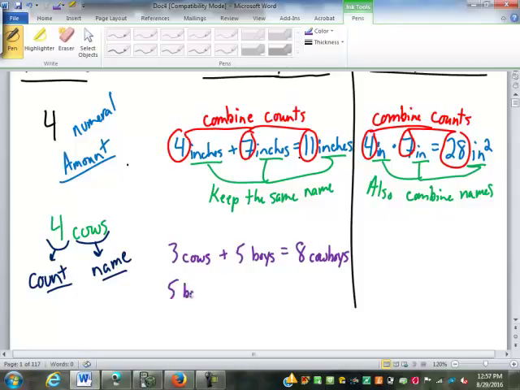So what if I had 5 boys plus 3 cows? Does that give me 8 boy cows?